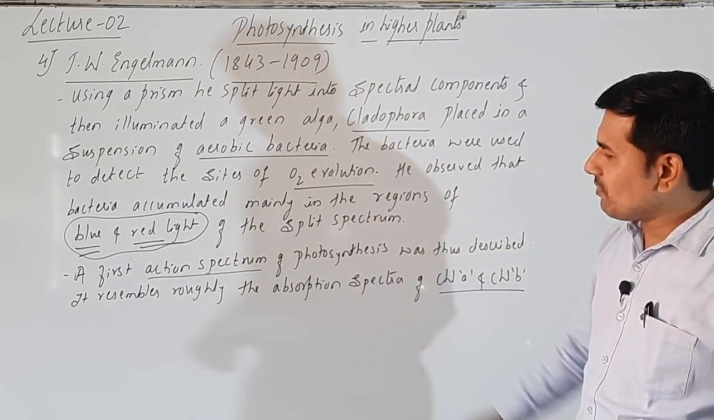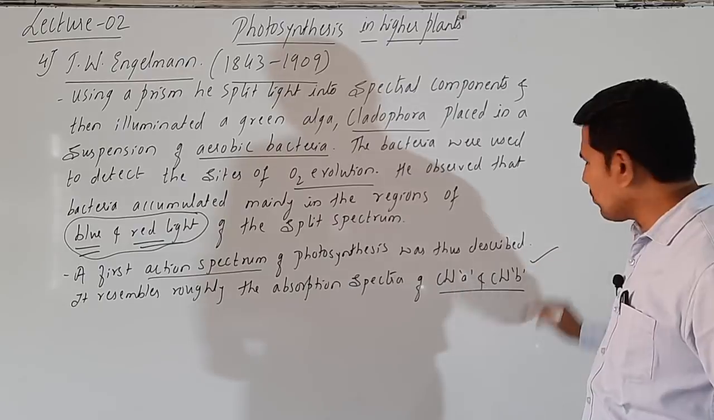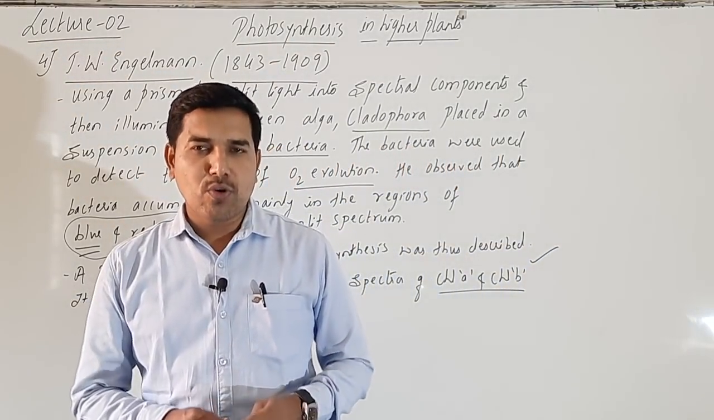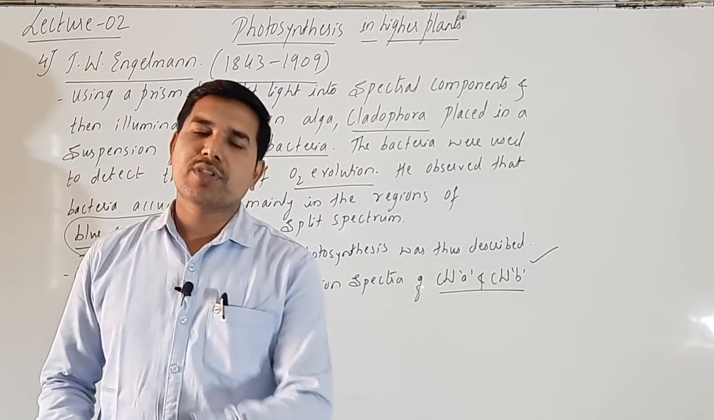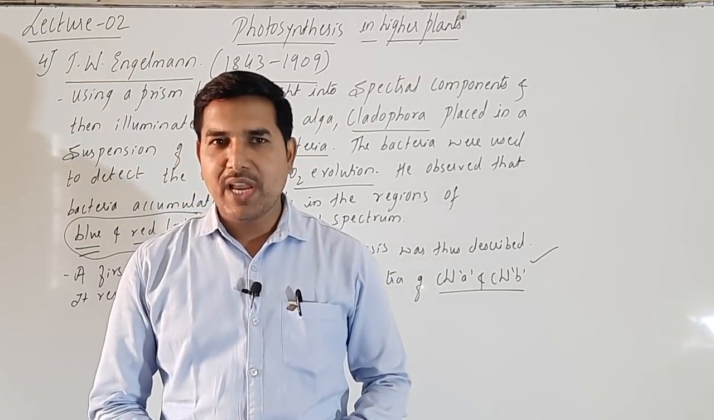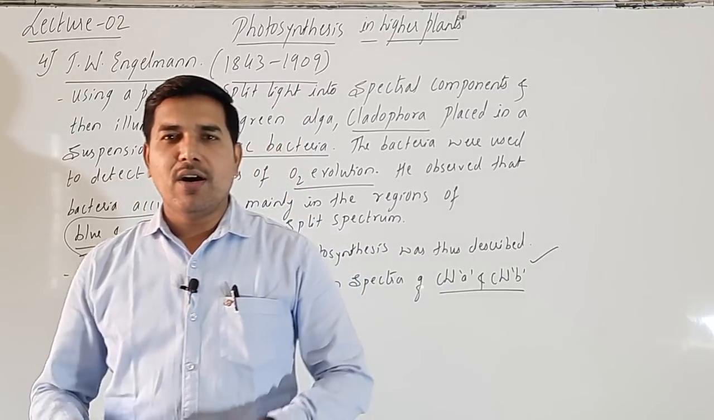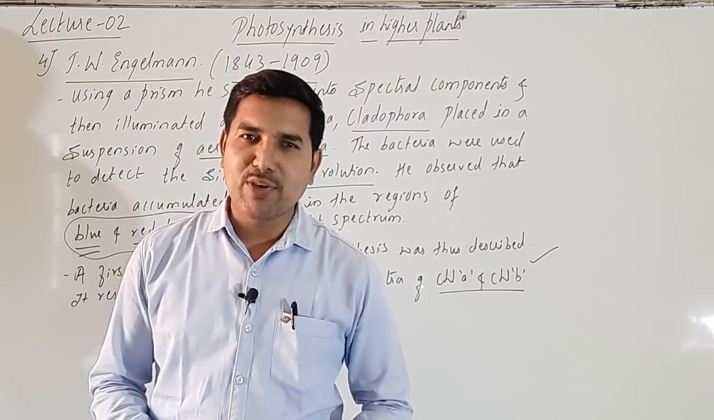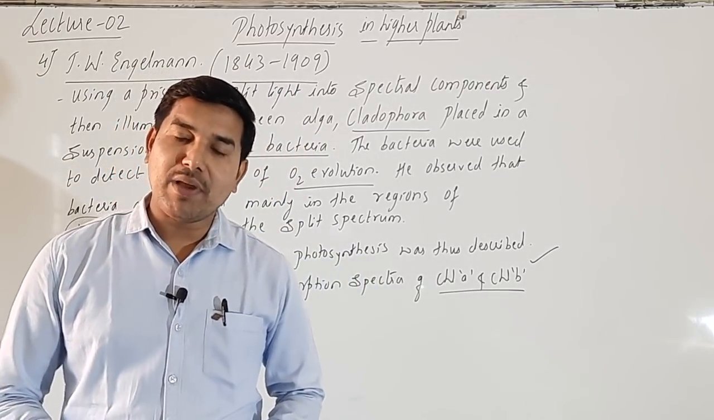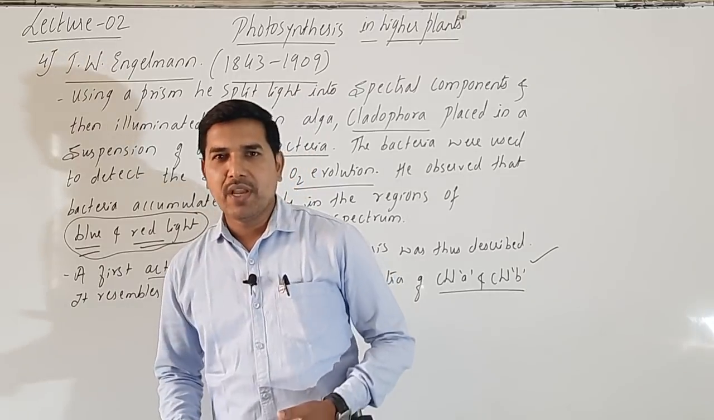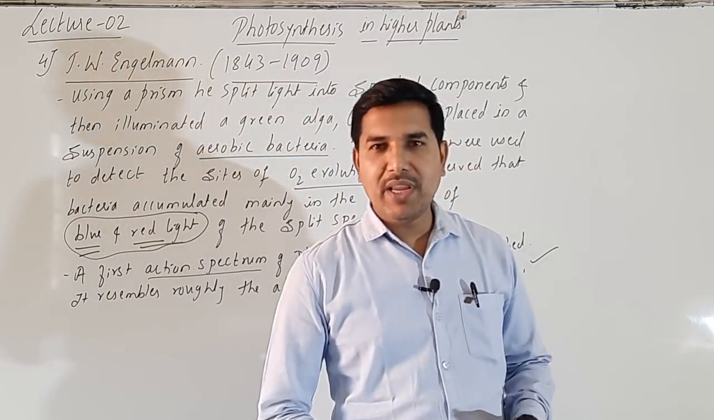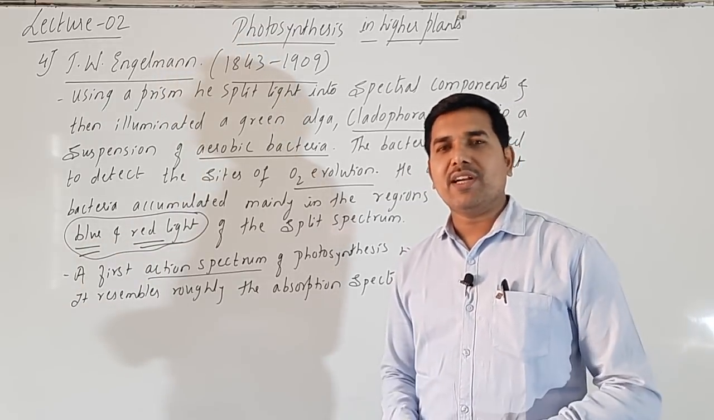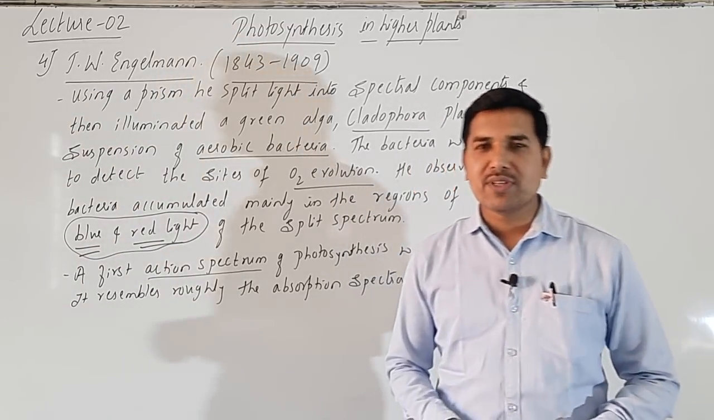So it resembles roughly the absorption spectra of chlorophyll A and chlorophyll B. That means chlorophyll A is the chlorophyll molecule which is present in almost all the plants, along with some other organisms also, where they synthesize their own food, like that of the Euglena. Euglena is commonly called a plant animal. That Euglena has chlorophyll A. But chlorophyll A and chlorophyll B are the pigments which are present in all the plants. Along with that, chlorophyll A is almost universal in all the plants.